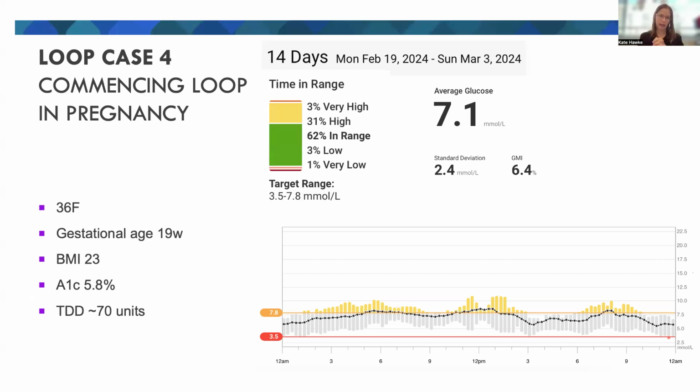In this case, we have a pre-loop Dexcom Clarity snapshot. We're using our pregnancy targets of 3.5 to 7.8 millimole per liter throughout. For that tight pregnancy range, we were at 62% on the Omnipod DASH system. At this point, she was already 19 weeks gestation with a total daily dose of 70 units.